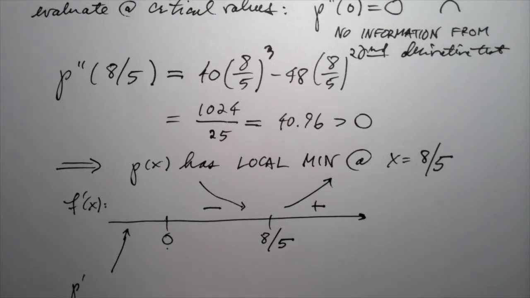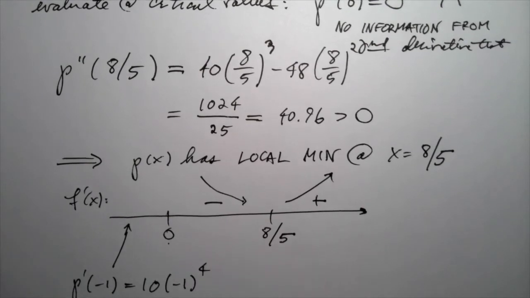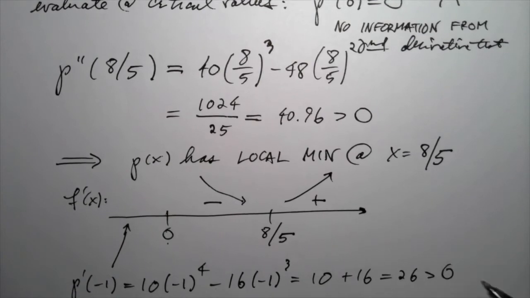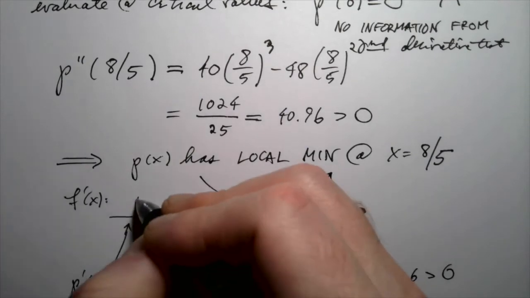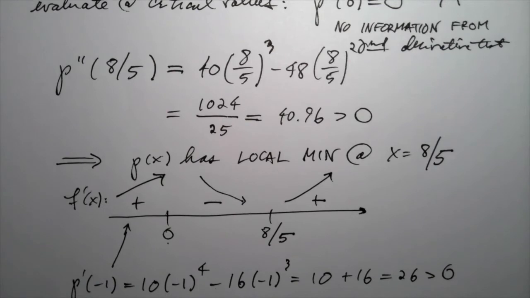Okay, so what is p prime of minus 1? Minus 1 is a perfectly good number to test in there. So that's the first derivative, not the second derivative. So we're plugging in negative 1 into the first derivative. Okay, 4 wrongs make a right, but 3 wrongs make a wrong. That's a minus sign. But there's that final minus sign, so we get 10 plus 16, that's 26. That is positive. So in fact, just by that test, we can see that the function is increasing, and it actually does have a local maximum at 0.